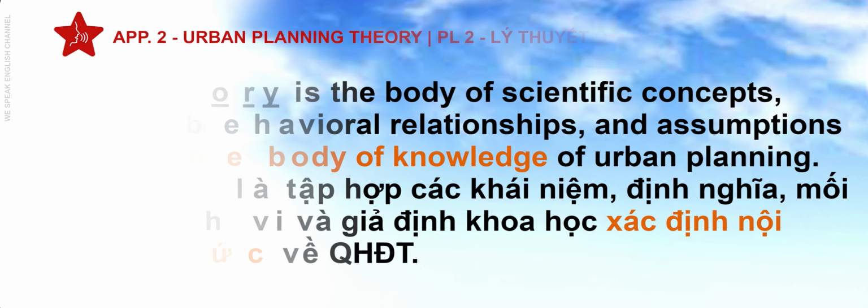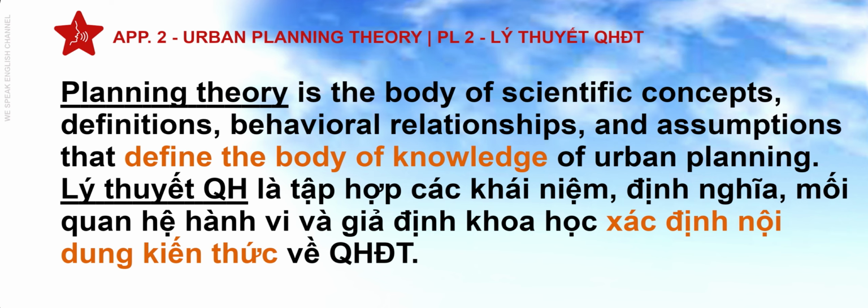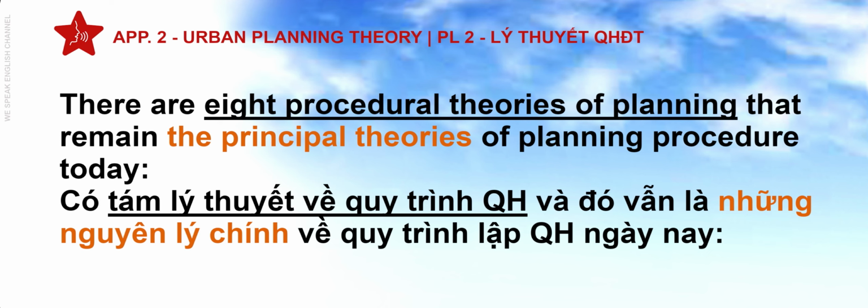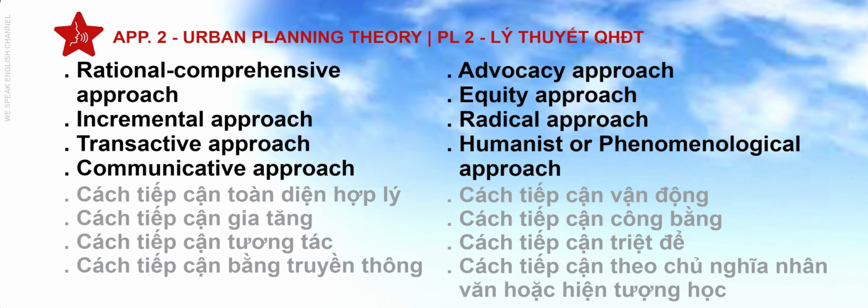Appendix 2. Urban planning theory. Planning theory is the body of scientific concepts, definitions, behavioral relationships, and assumptions that define the body of knowledge of urban planning. There are 8 procedural theories of planning that remain the principal theories of planning procedure today. Rational comprehensive approach, incremental approach, transactive approach, communicative approach, advocacy approach, equity approach, radical approach, humanist or phenomenological approach.